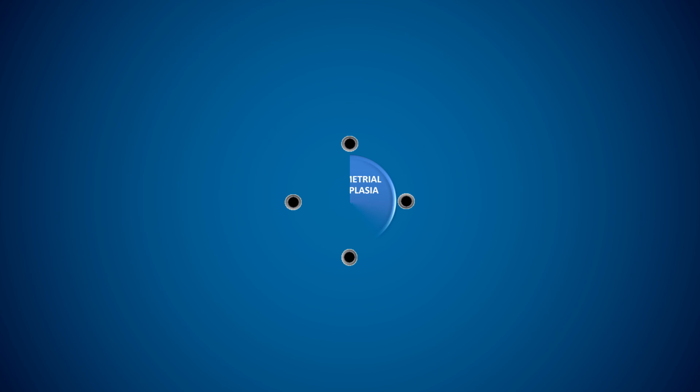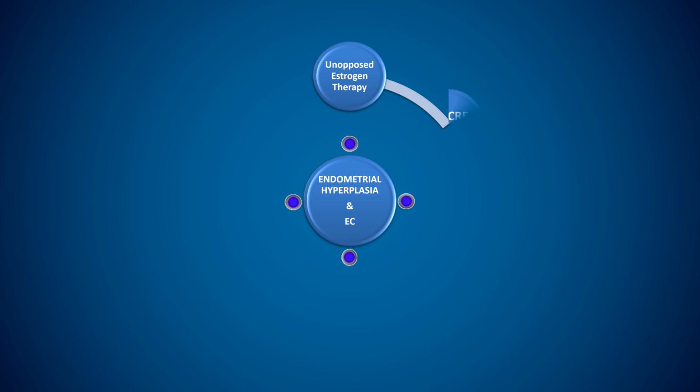Still, we are discussing the risk factors for endometrial hyperplasia and endometrial cancer. Of these risk factors, the use of unopposed estrogen therapy, and estrogen-secreting ovarian tumors like granulosa cell tumor. Diabetes mellitus is also considered a risk factor for endometrial hyperplasia and endometrial cancer.